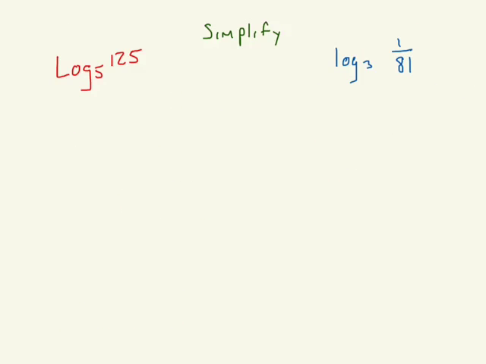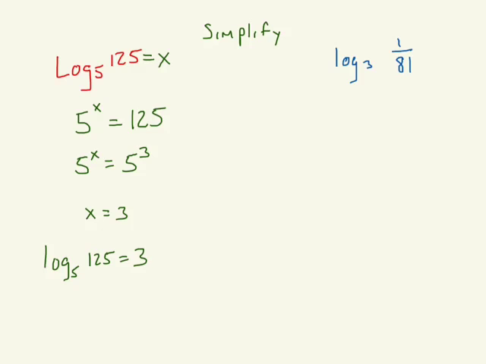So let's simplify these guys here. All right, so we have the log base 5 of 125, and what we're going to do is simply make that equal to x. And now I'm going to do a rewrite. So my base is 5, my exponent is x, and I result in a 125. And now I'm going to solve that the way I would have in the past. I'm going to take the 125 and I'm going to make that into a 5 cubed, which means x would have to equal 3. So what is log base 5 of 125? It is 3.